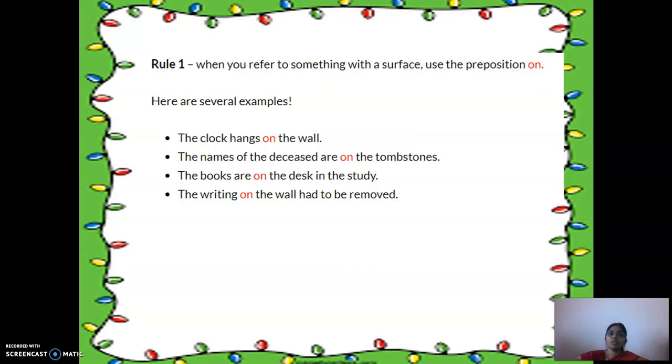Rule number 1. When you refer to something with a surface, when the surfaces are touching each other, for example, a book is here, the book is on my hand. See, both the surfaces are touching each other. Then we will call it on. When the object is a little bit away and not touching my hand, it is called over.